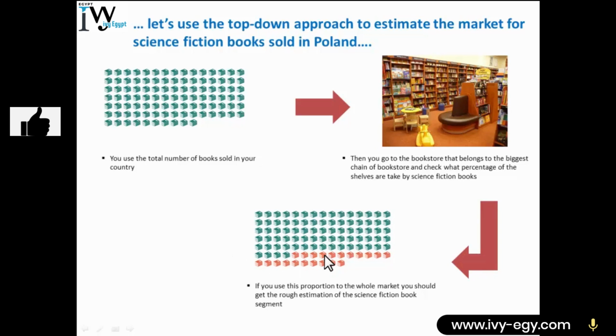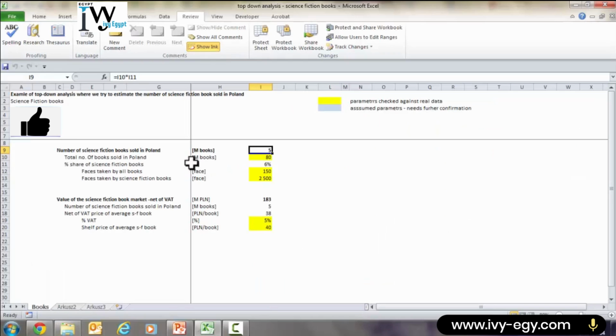Let's see how it works in Excel. So in Excel, again, we created the small estimation here. So we have the total number of books, 80 million, and then we have the structure of the market. We estimate it on the basis of our visits in the shops. You can go to one shop. If you're not sure that the results are representative, you should go to a few more with different sizes. It will give you better results. And on the basis of this, you get the size of the market in terms of numbers of books being sold.